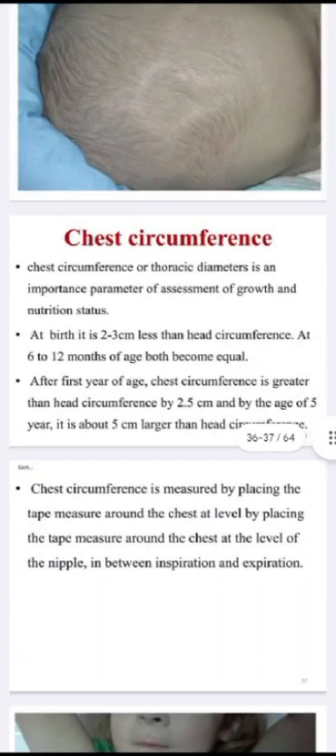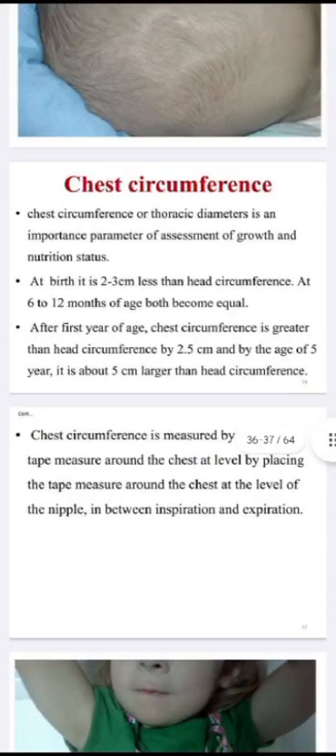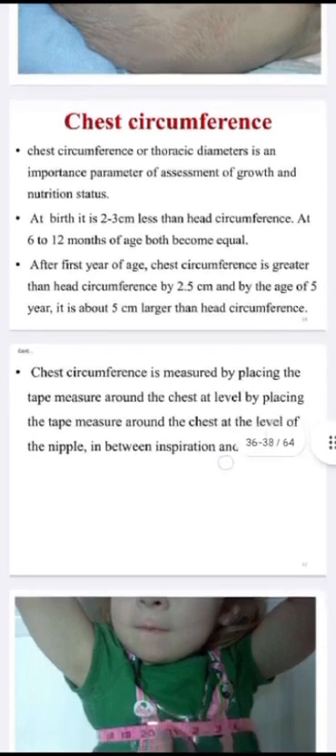Now we see the chest circumference. Chest circumference or thoracic diameter is an important parameter of assessment of the growth and nutrition status. At birth, it is 2 to 3 centimeter less than head circumference. At 6 to 12 months of age, both become equal. After first year of age, chest circumference is greater than head circumference by 2.5 centimeter, and by the age of 5 years, it is about 5 centimeter larger than head circumference.